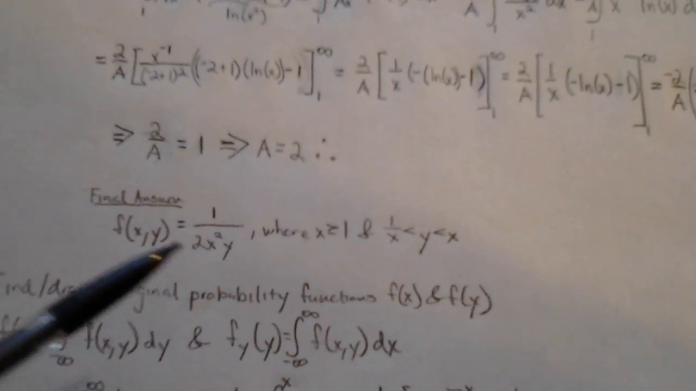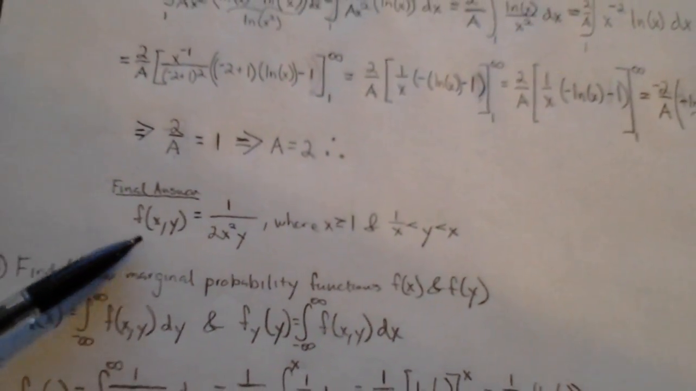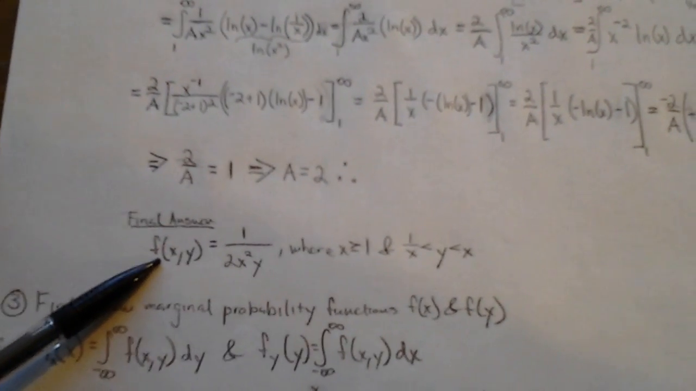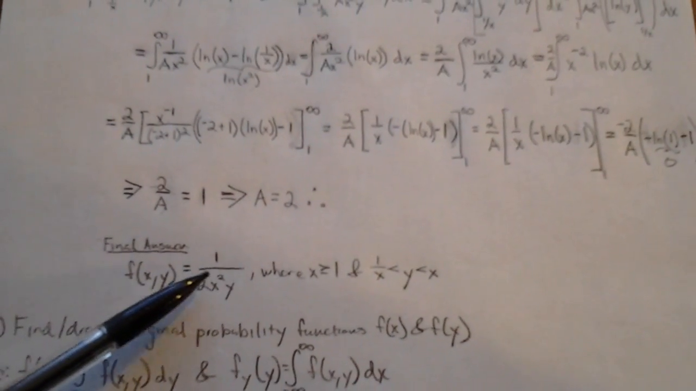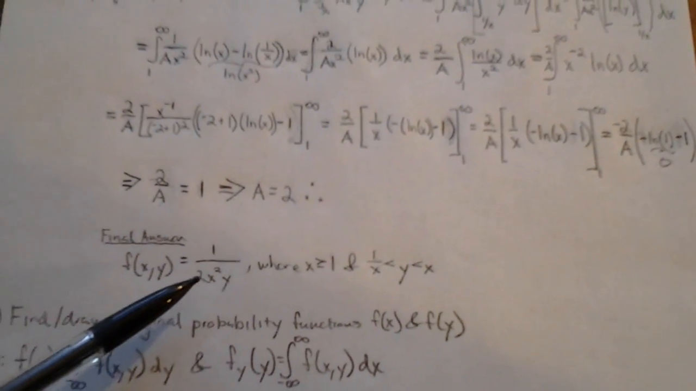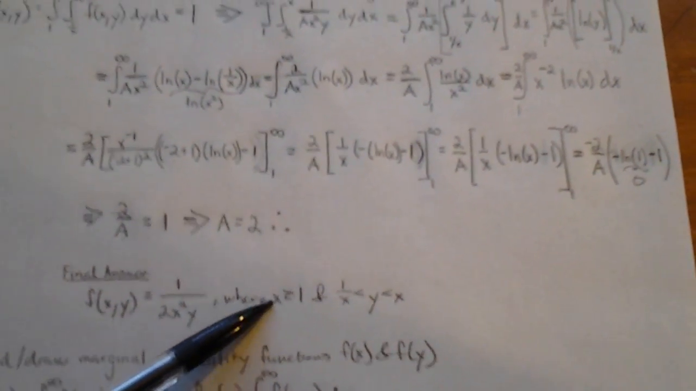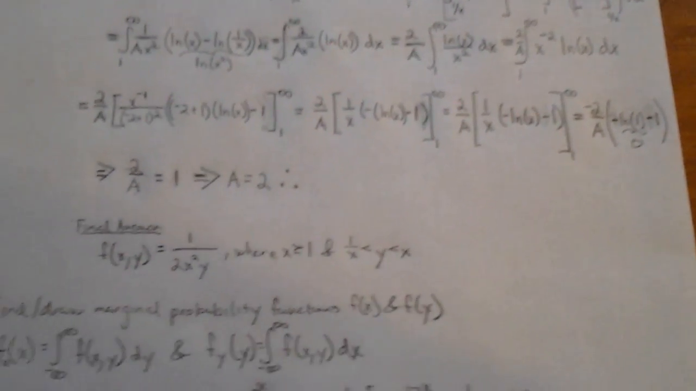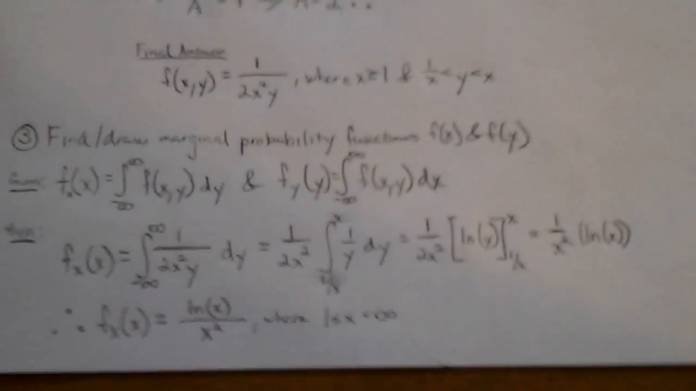So our final answer is going to show that our joint density function, little f(x,y), is going to be equal to 1 over 2x squared y, whereby x is greater than 1, and y is defined as we described earlier. So that's part 2 of our problem.